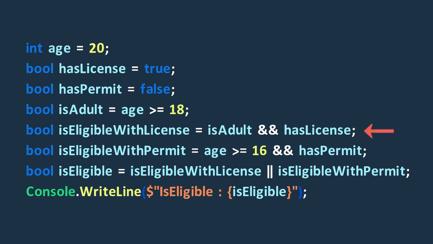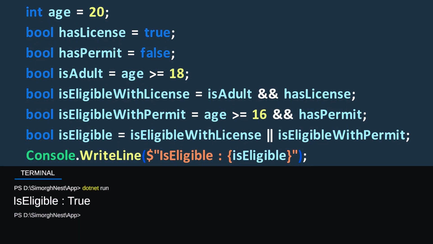Then, we have isEligible with license, which represents eligibility when the person is an adult and has a license. Next, we have isEligible with permit, which represents eligibility when the person is 16 years or older and has a permit. Finally, we calculate the isEligible variable based on the conditions of isEligible with license or isEligible with permit. In this example, just like the previous one, splitting the temporary variable makes the code more understandable. Each variable has a specific purpose and plays a role in determining the final result of isEligible.